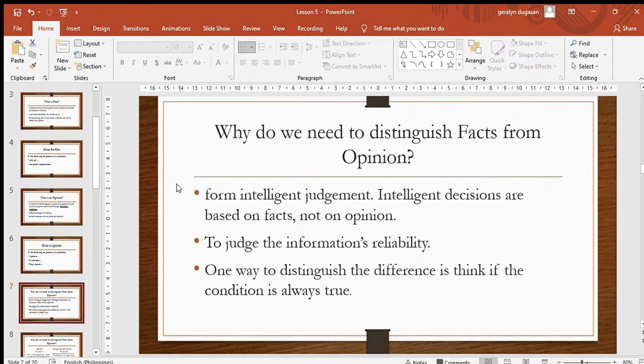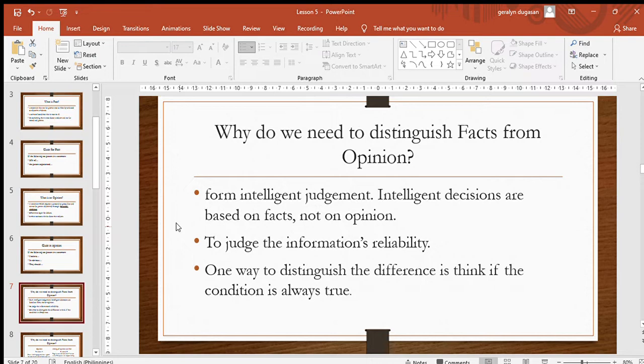Next is, why do we need to distinguish facts from opinions? It is important that you are able to see the difference between facts and opinions so that you can form intelligent judgment. Intelligent decisions are based on facts and not on opinions. Usually, the difference between fact and opinion is easy to recognize.